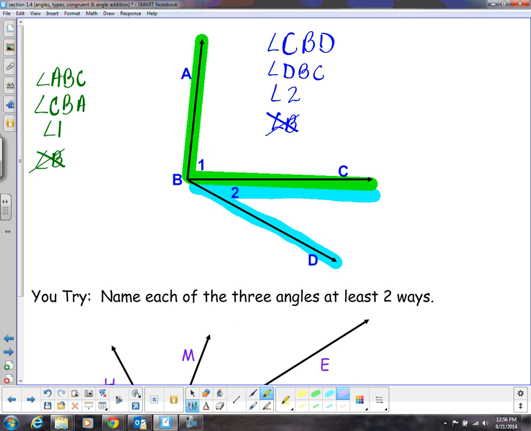All right, last but not least, let's look at this angle right here that's in pink. Okay, how do I label the angle in pink? So I could call it angle ABD. I could call it angle DBA. And those are my only choices. I can't call it angle 1 because angle 1 stops at that ray. I can't call it angle 2 because angle 2 stops at that ray. So those are the only 2 that I can do with the highlighter in pink.